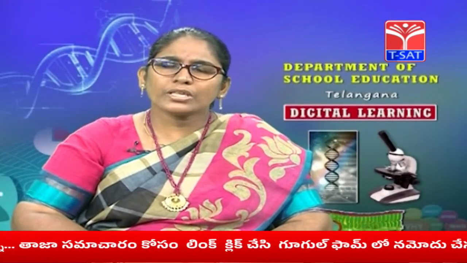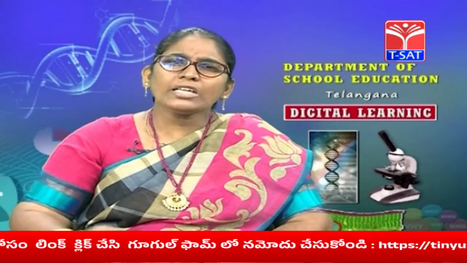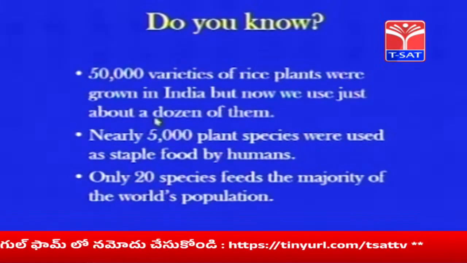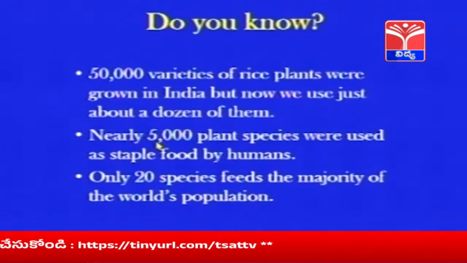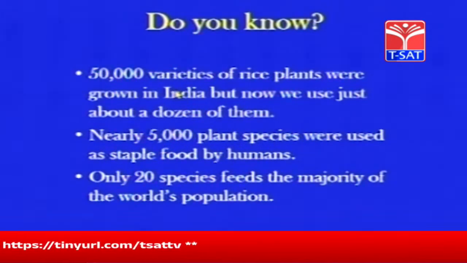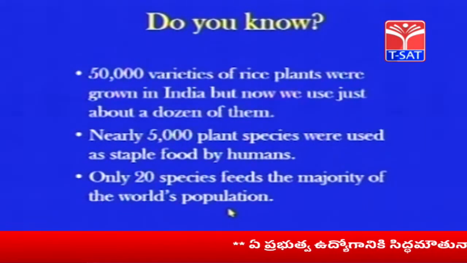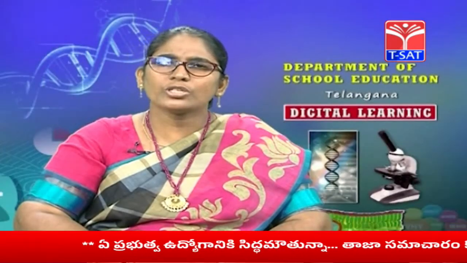But how many of us are using them now? We are using only very few in number. Nearly 5,000 plant species were used as staple food by humans. That means out of 50,000 varieties of rice, presently people are consuming 5,000 varieties. What happened to the other varieties, children? They might have vanished. Only 20 species of rice are feeding the majority of the world's population. That means the best ones we are selecting and growing only those varieties of rice.